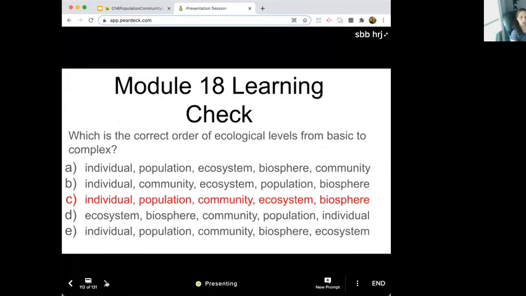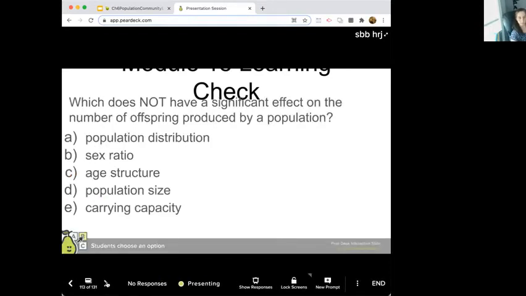And then the answer was C. So we have individuals or organisms, a whole bunch of them living in the same place, same time, same species, is a population. Then we add in other species interacting, so two or more, but we're still talking about living species. Ecosystem is when we start adding in those abiotic factors, and then the entire biosphere of living and non-living things is our last level of complexity.